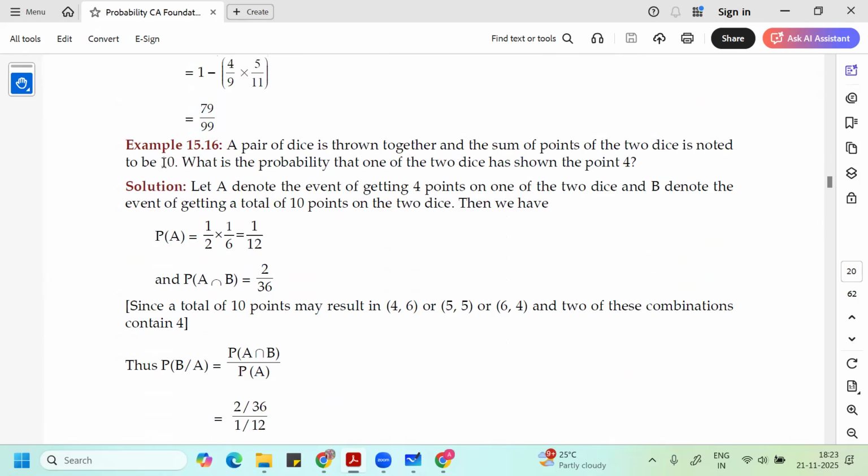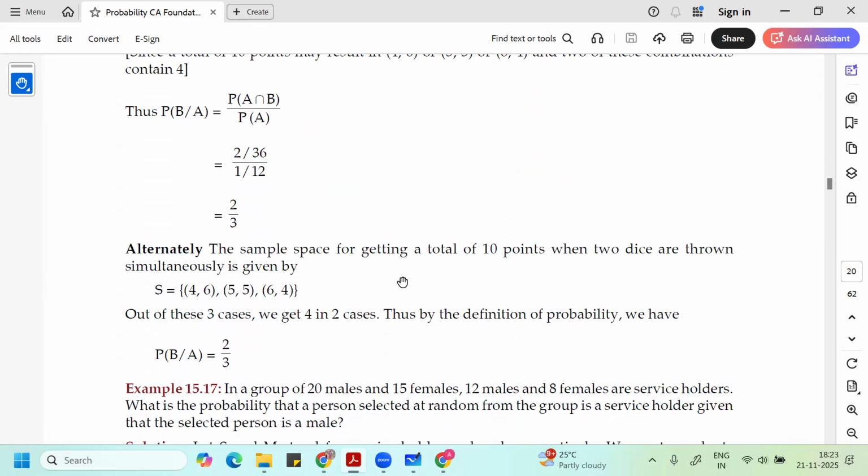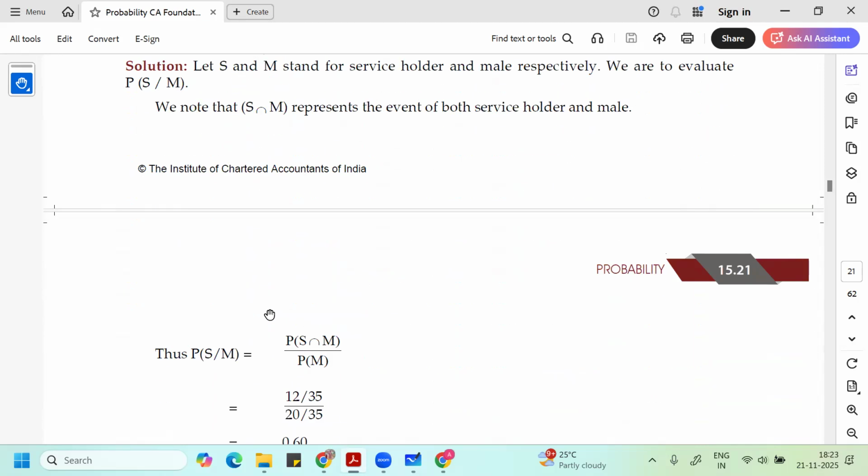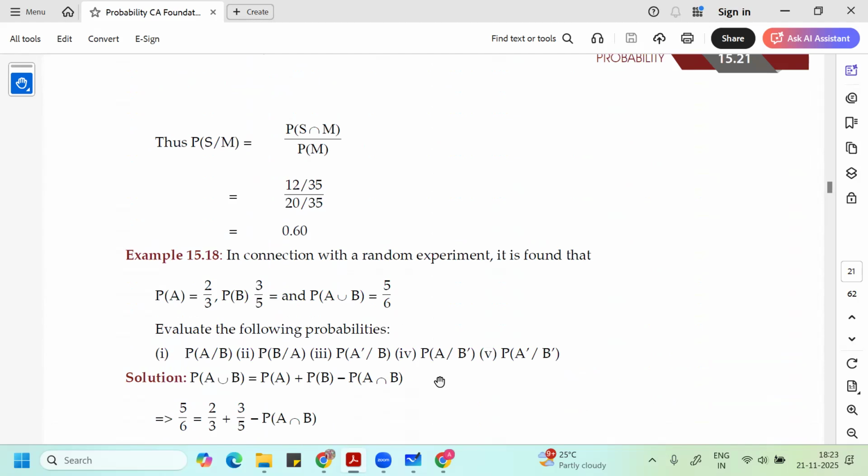Okay, sorry, they're telling the sum is 10. So there are a total of three cases when you get the sum 10, and out of three cases, in two cases you will get 4. So the answer would be 2 by 3. Like this you can solve the questions. Solve these questions.